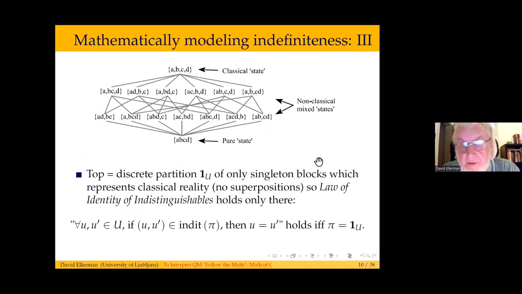So this is the whole lattice, and at the top you get where there's no superposition, where everything has been distinguished from each other, and that's called the discrete partition. That's the most refined partition at the top. And at the other end is a pure state where they're all in one block. You have only one block, and that's called the indiscrete partition.